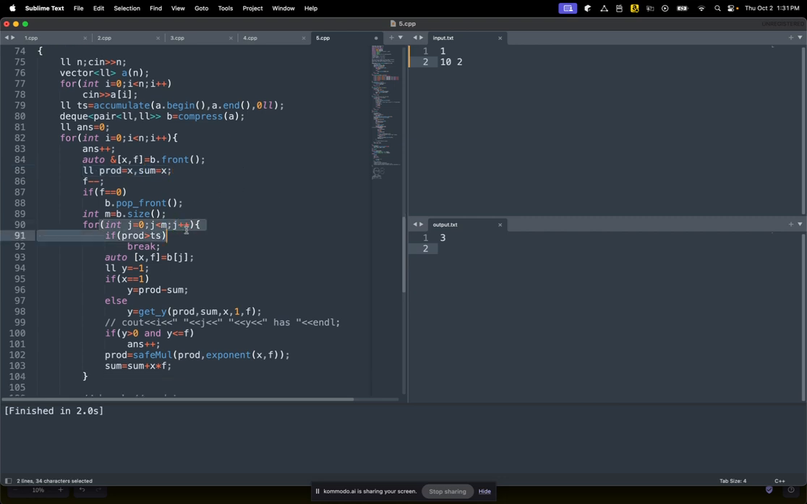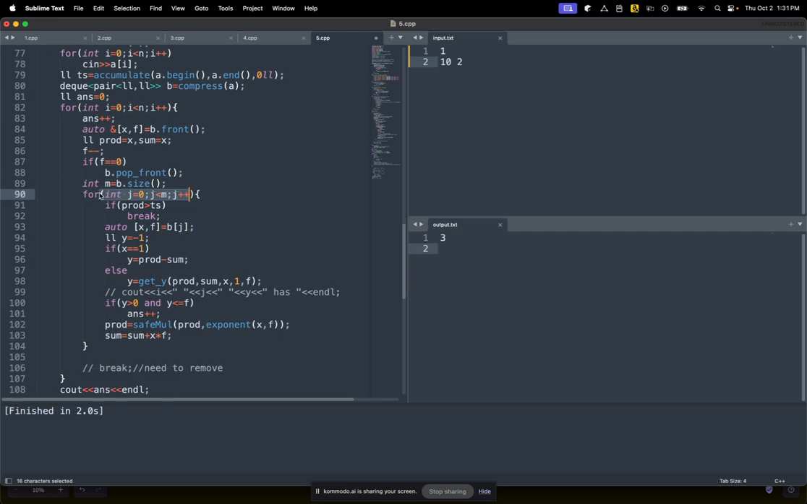Now we go over all the terms in the compressed array. At any point, if the product becomes greater than the total sum, we know we cannot get the answer, because product would always increase, and at max, the sum of the subarray could handle ts, the total sum of the array. So if this becomes true, this breaks, and this is why we are not actually doing n square computation.